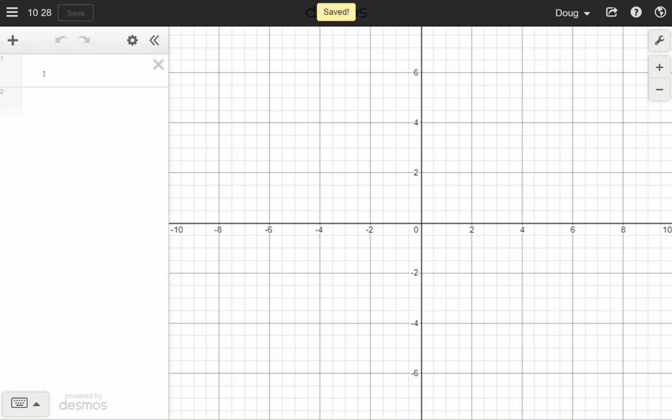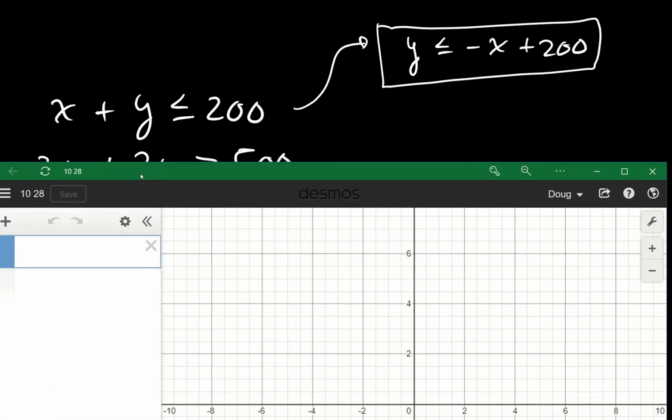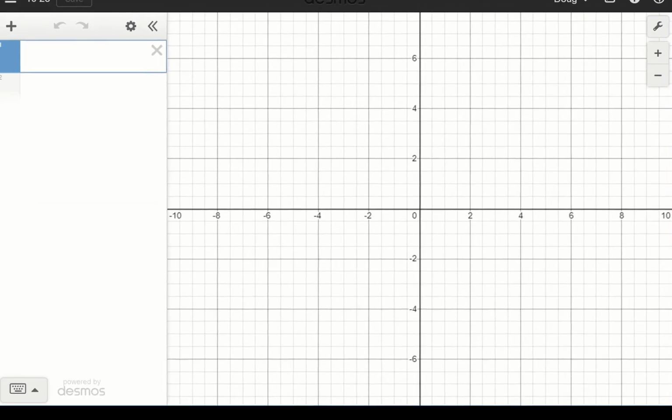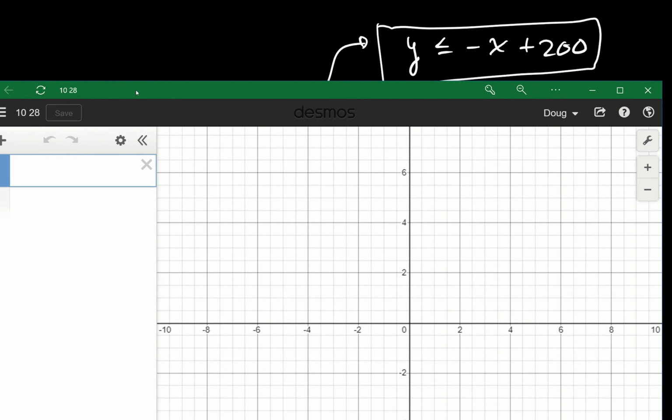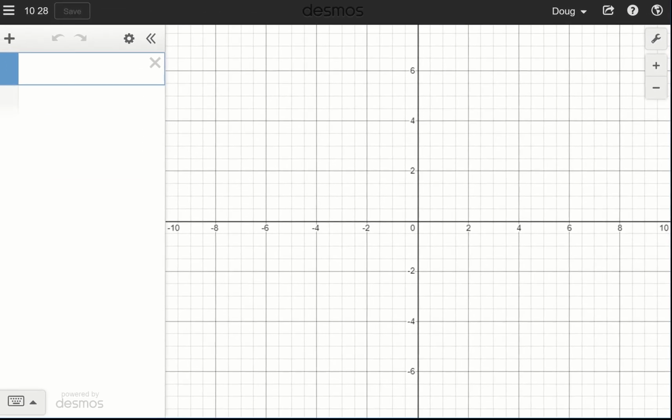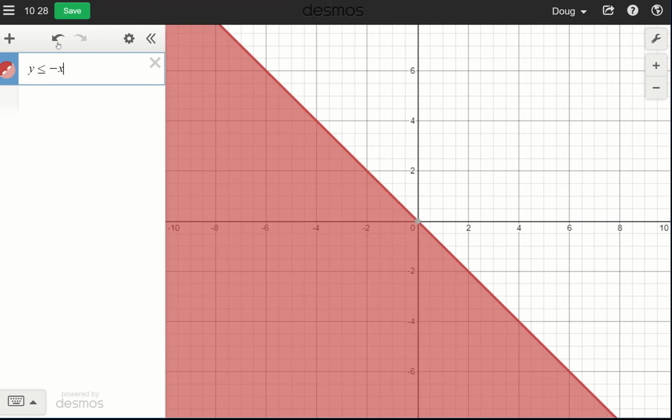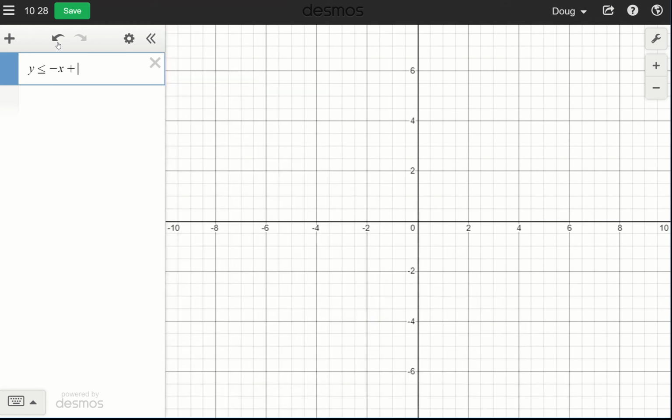And so I had two inequalities. The first one was that y is less than or equal to the opposite of x plus 200. So I'll type y, and then I just go less than, followed by the equal symbol. Beautiful. The opposite of x, so I've got this slope of -1, and then plus 200.